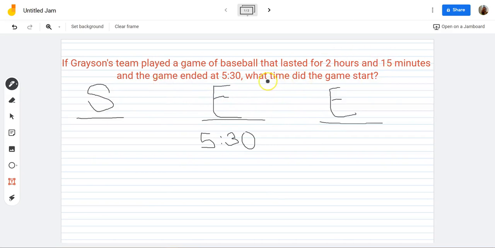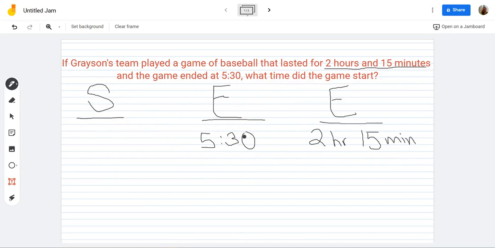We do not know what time the game started because that's what the question is asking us. What time did the game start? So we'll need to find S here. We do know, however, the time that has elapsed, and that's that 2 hours and 15 minutes. So I'm going to write 2 hours, and I'm going to abbreviate HR, and 15 min for minutes, my abbreviation for minutes.